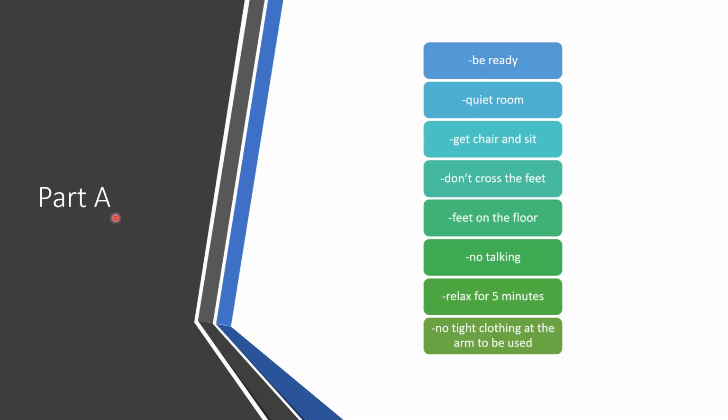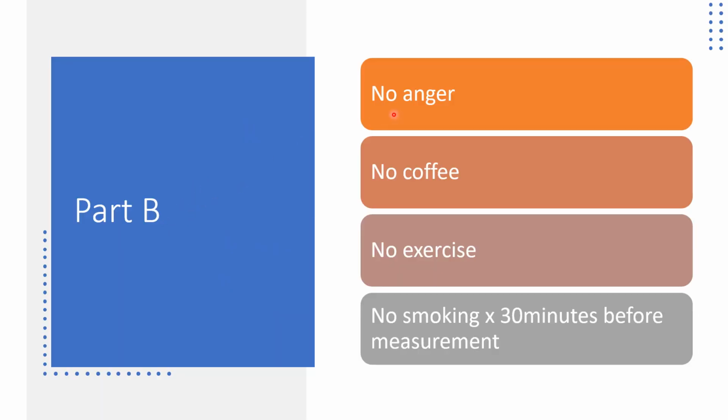Okay, part A. When you want to measure the BP and want to measure it accurately, the person that will measure the BP and the person whose BP will be measured must be ready for that. So it's not that one will be in a hurry, like some patient will come to the clinic and say, oh, I'm in a hurry, I need to catch a flight, so please do this quickly. No. Be ready, be in a quiet room, get a chair and sit. It's not you standing up and then just showing the hand somewhere. Don't cross the feet on the floor, please. Don't be talking when that is going on. Relax for 5 minutes. No tight clothing at the arm to be used. Part B is that there should be no anger, no coffee, no exercise, no smoking for 30 minutes before the measurement.